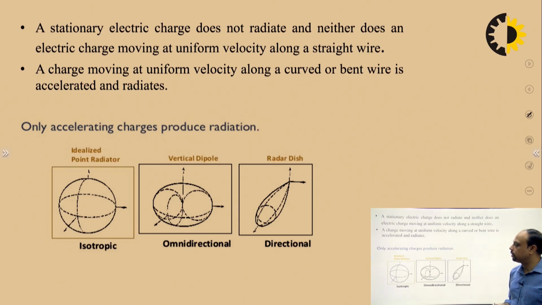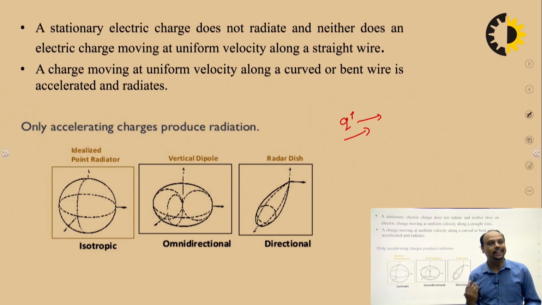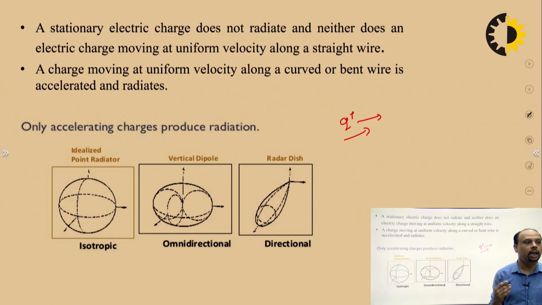Now, when the signal is transmitted into free space, there are multiple patterns that an electromagnetic signal follows when it radiates. A stationary electric charge does not radiate, and neither does an electric charge moving at a uniform velocity. So a stationary charge, that is charge Q plus, is not going to radiate, or if this charge is moving at a uniform velocity, it cannot radiate any signal. But if this charge is accelerating with a constant acceleration or decelerating, it will produce radiation.